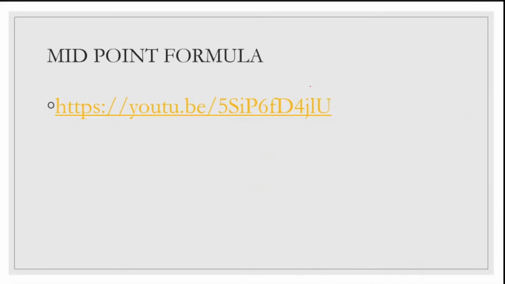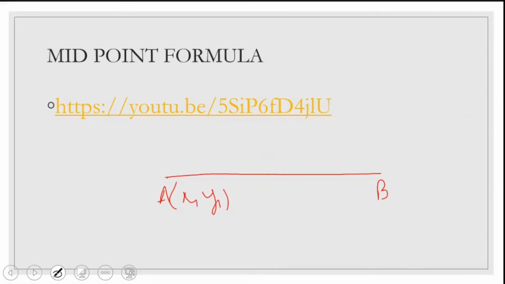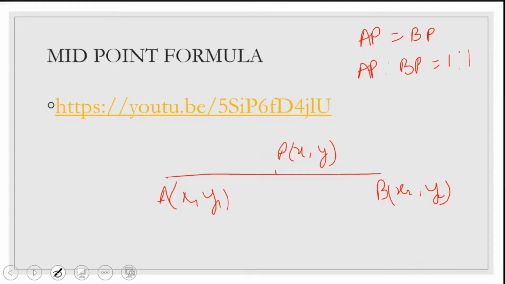Now what is this? If I have a line segment AB such that A is given by (x1, y1) and B is given by (x2, y2), and I have a point P such that P(x, y) is the midpoint of AB. Then what will AP and PB be? I can say that AP will be equal to BP. If AP is equal to BP, then I can say that AP to BP is equal to 1:1. That means I have this ratio equal to 1:1.